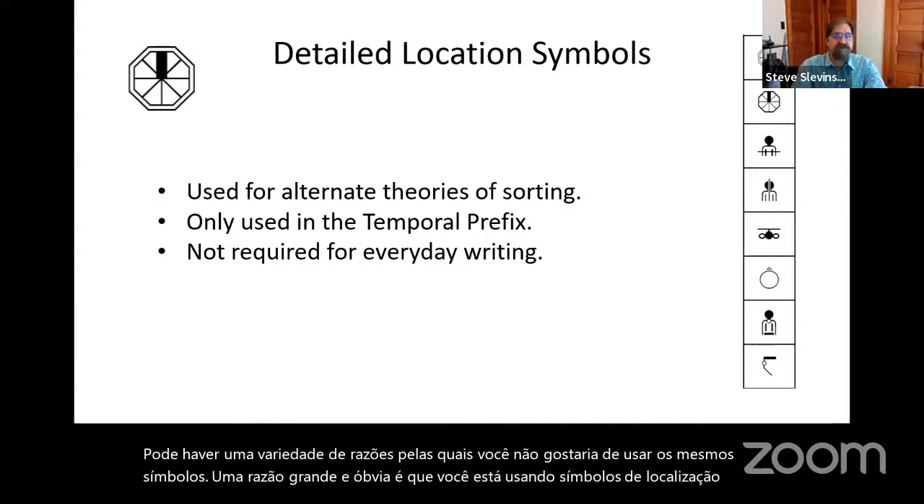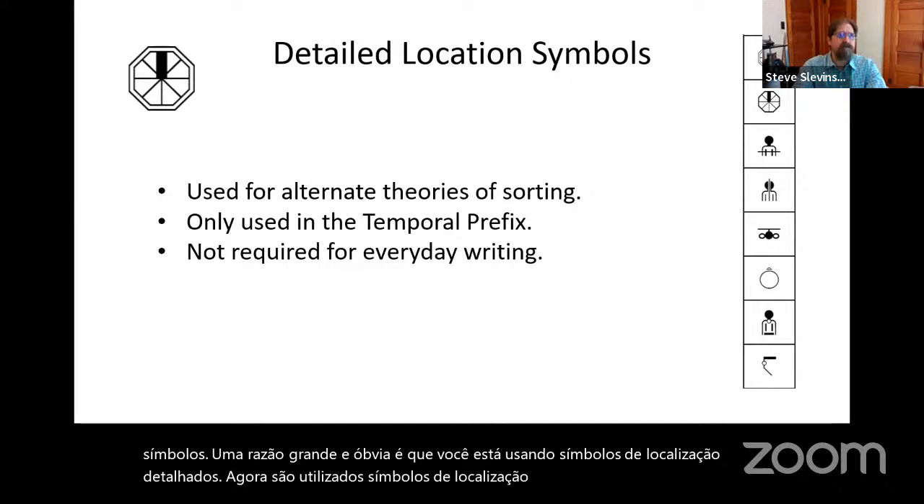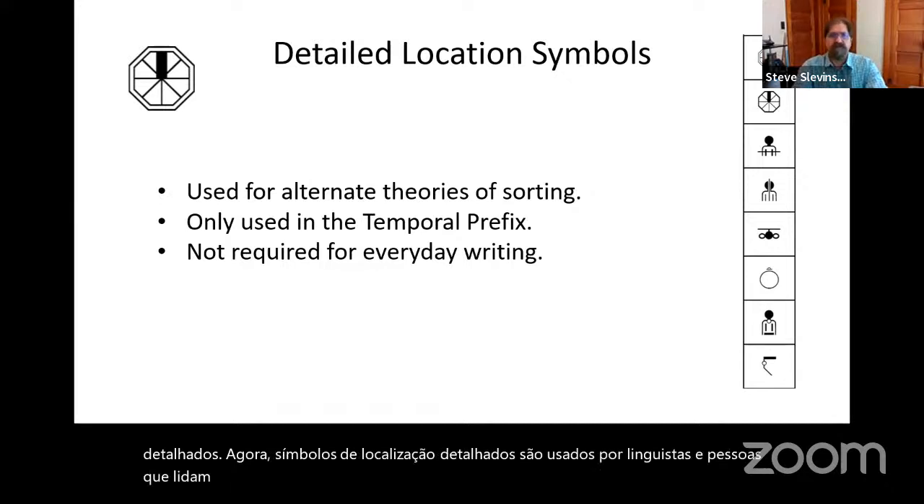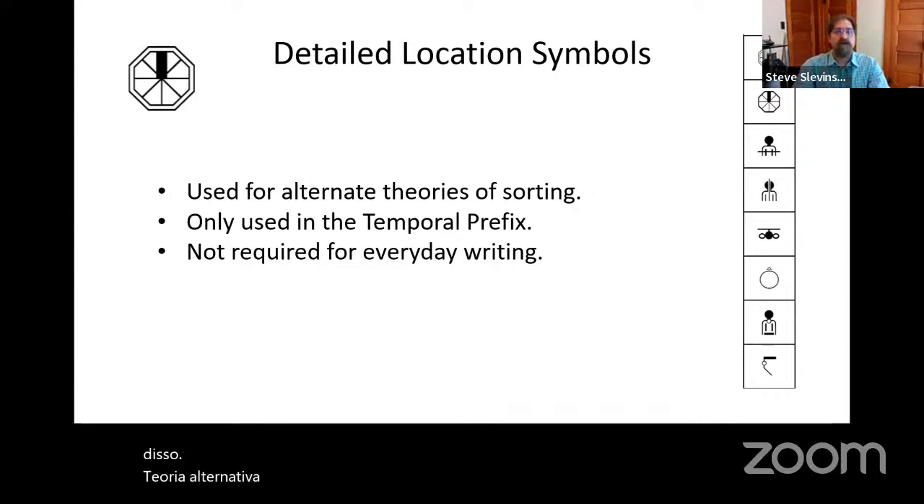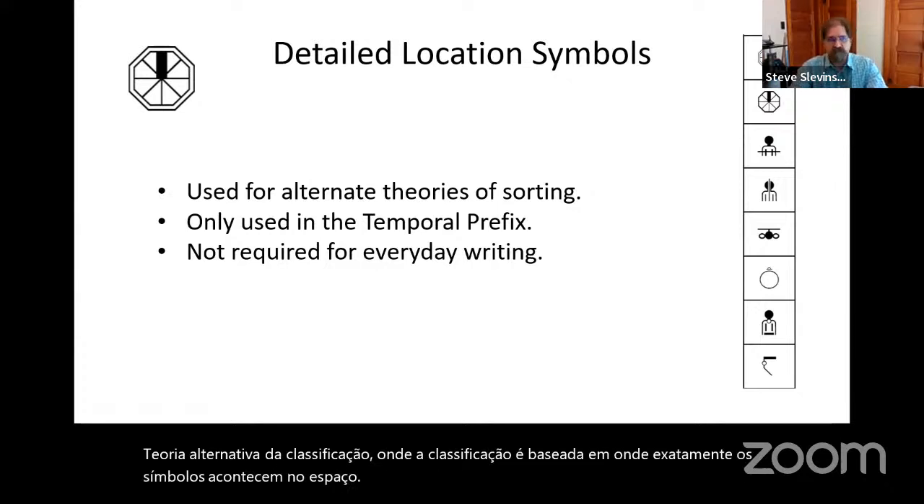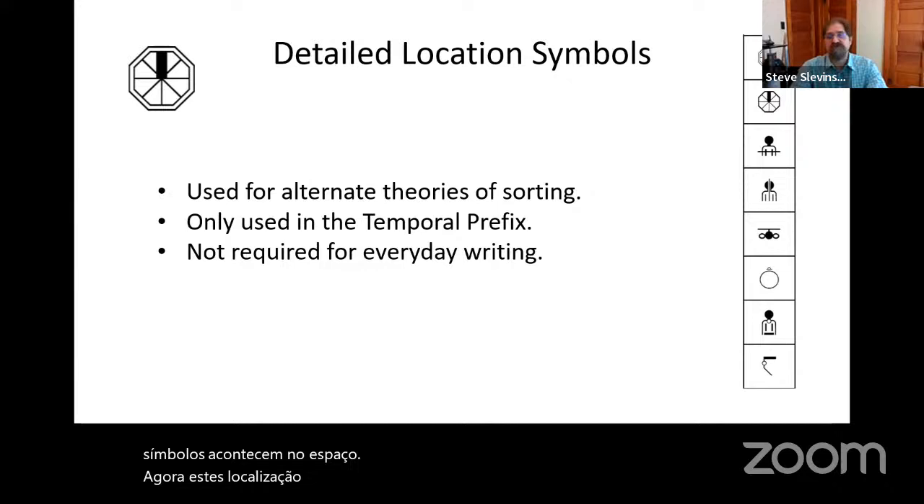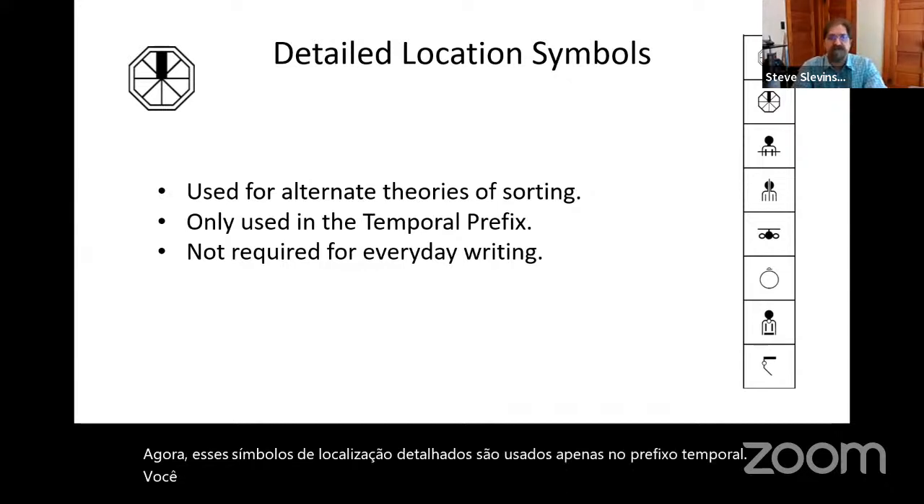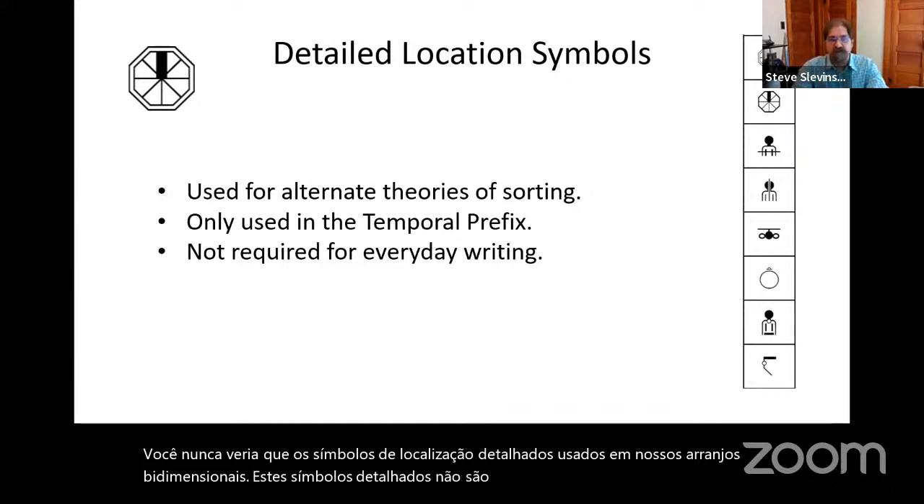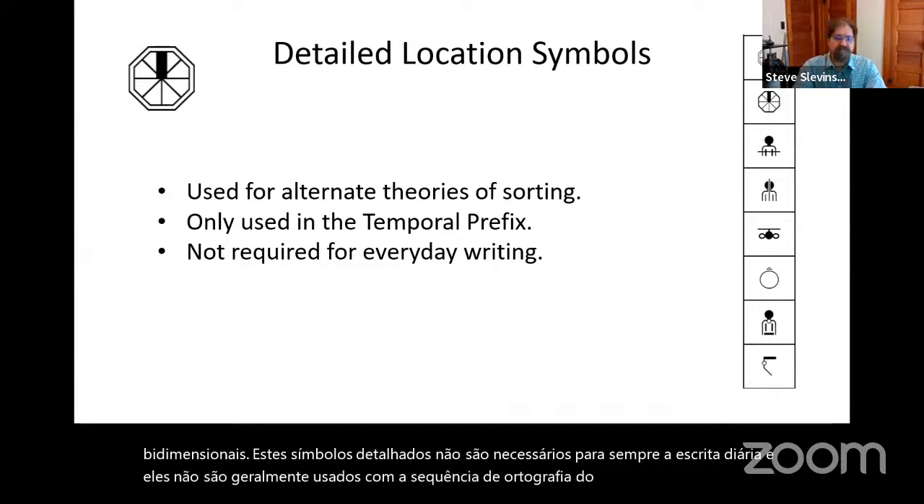Now, detailed location symbols are used by linguists and people that deal with automation and sometimes artificial intelligence. They may need this alternative theory of sorting, where the sorting is based on where exactly the symbols happen in space. Now, these detailed location symbols are only used in the temporal prefix. You would never see the detailed location symbols used in our 2-dimensional arrangements. These detailed symbols are not required for everyday writing, and they are not usually used with the sign spelling sequence because there is no need for them.